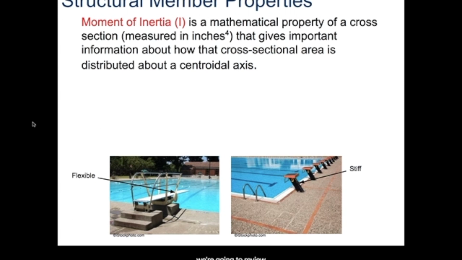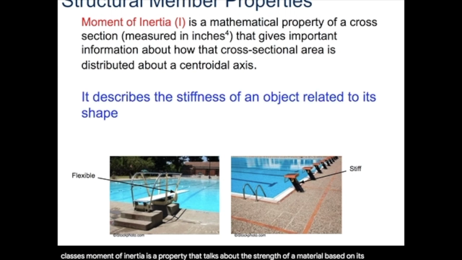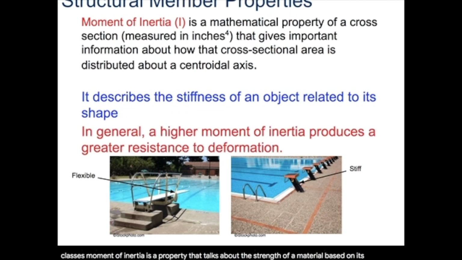Okay, we're going to review the materials that we were talking about prior to having a break with our classes. Moment of inertia is a property that talks about the strength of a material based on its orientation. It describes the stiffness of an object related to its shape or orientation. In general, if you have a higher moment of inertia, you have a material that doesn't bend as easily.